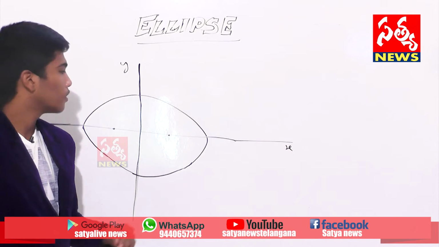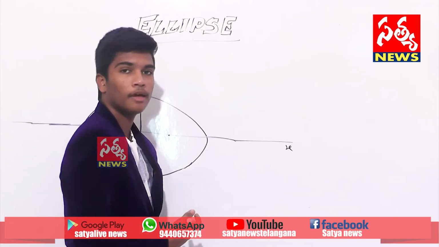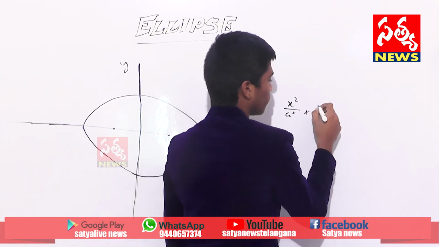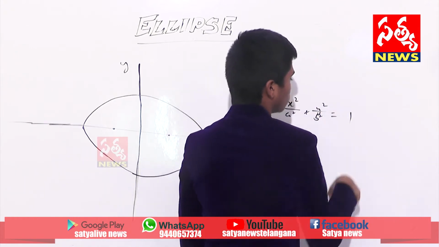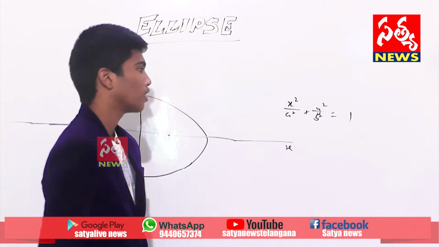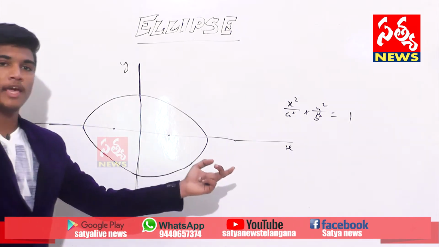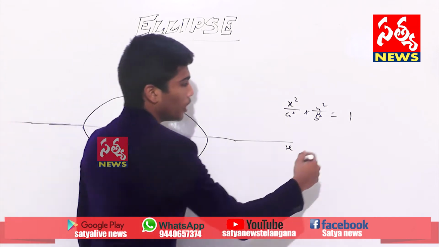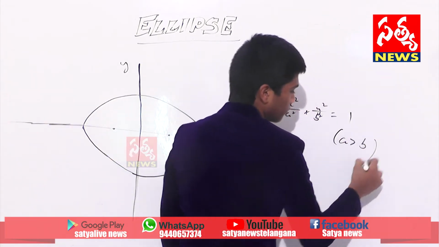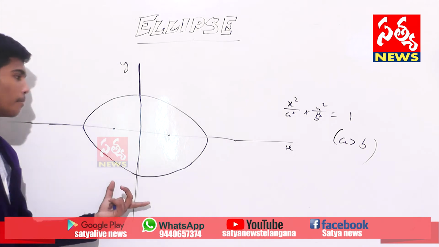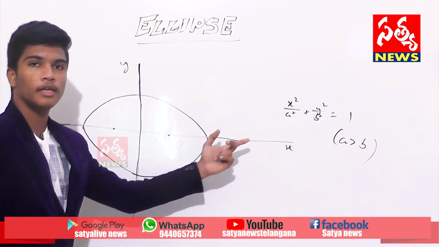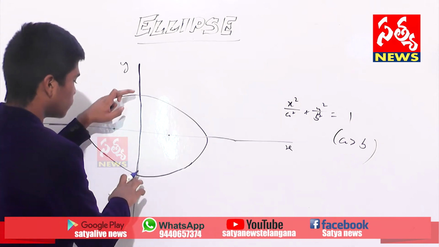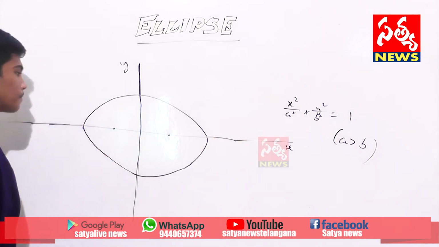Okay. The general equation of an ellipse is x square by a square plus y square by b square equals 1, where a is known as the major axis and b is known as the minor axis, where a is greater than b. That means by this figure we can say that a lies on the x axis, which means this, and b lies on the y axis, which means this. Okay.